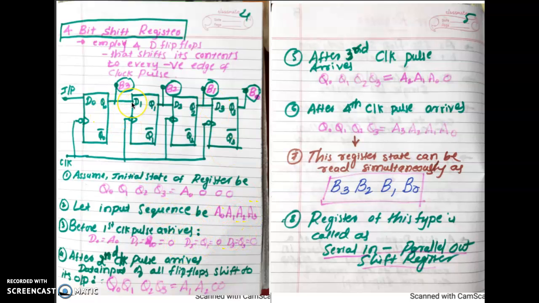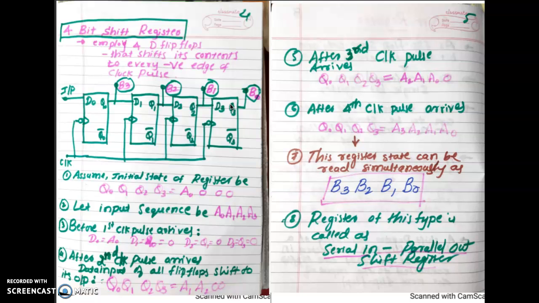After the second pulse, what happens? The next data in the sequence, A1, is fed to D0. And what D0 was earlier holding, A0, appears at the output and becomes the input of the next one. After the second clock pulse, Q0, Q1, Q2, Q3 are A1, A0, 0, 0. This is how we get the output.